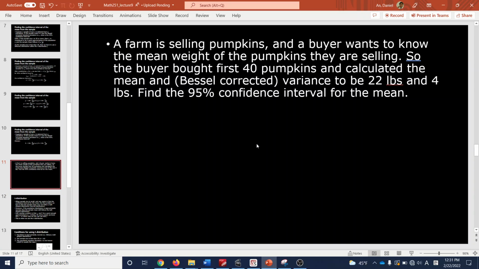A farm is selling pumpkins, and a buyer wants to know the mean weight of the pumpkins they're selling. So the buyer bought the first 40 pumpkins and calculated the mean and variance to be 22 pounds and 4 pounds.